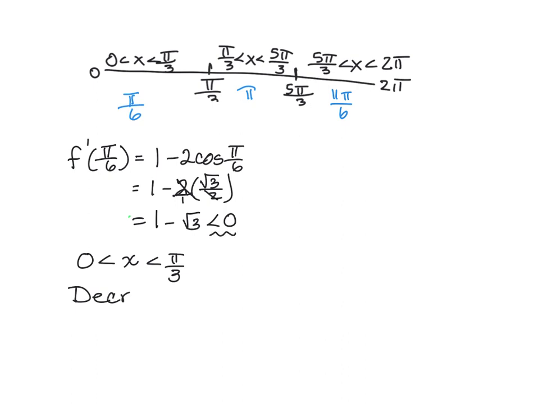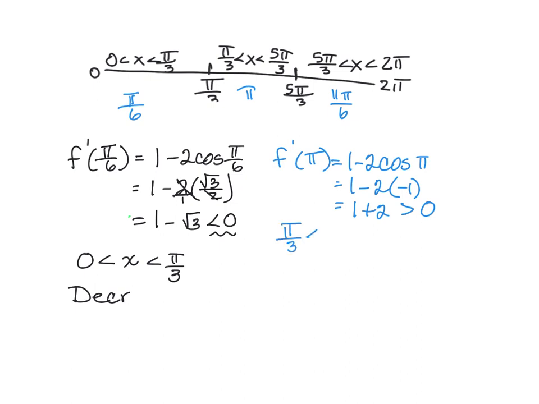So now let's try f prime with pi in it. So it's going to be 1 minus 2 times cosine of pi. That's 1 minus 2 times cosine of pi, which is negative 1. So it's going to be 1 plus 2, which we can see is greater than 0. So we know that between pi over 3 and 5 pi over 3, that interval is increasing because we got a number greater than 0.